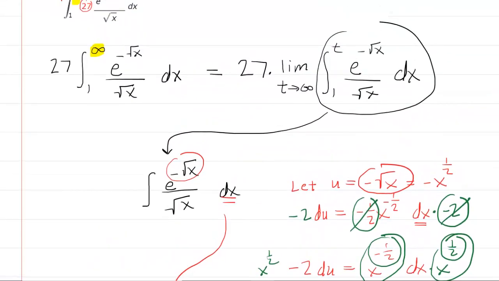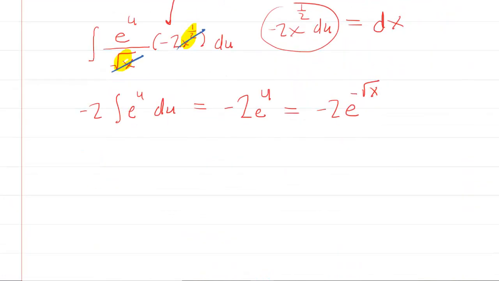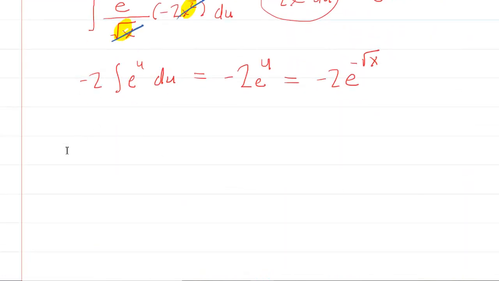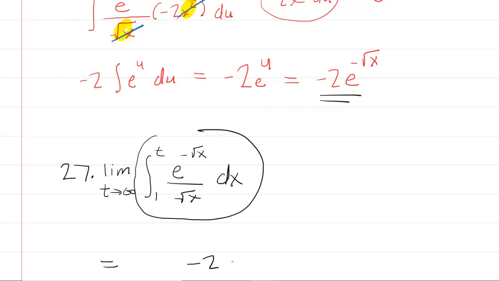Let's not forget that the main problem that we were working with was this entire problem right here. So after you evaluate the integral on the side, you want to return to your main problem and then use the result of that integration you conducted on the side. So in other words, this integral right here, we can now rewrite using the result we just obtained. So that's going to be negative 2e raised to the negative radical x, evaluated from the lower bound of 1 to the upper bound of t.